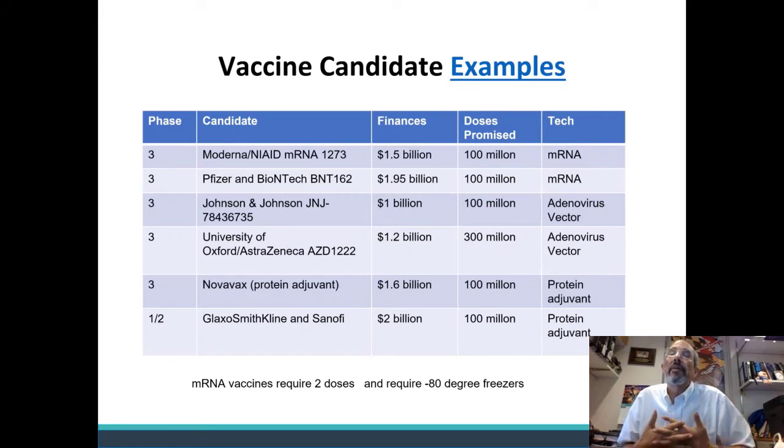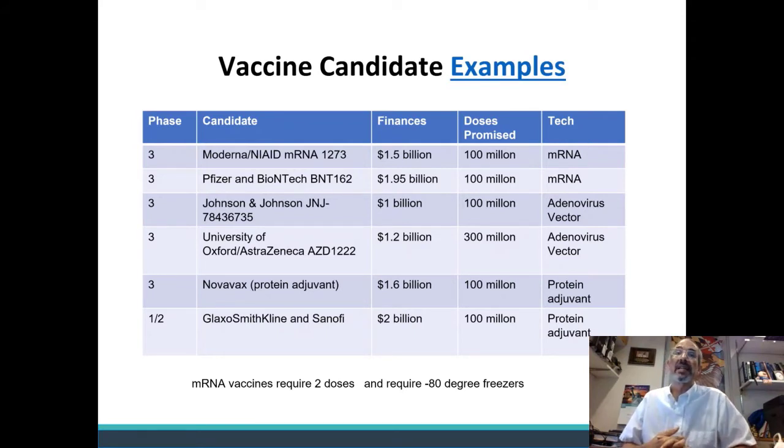It has received $1.5 billion of funding from the U.S. government, and in exchange, Moderna has promised 100 million doses to the U.S. government. It's using a technology based on messenger RNA, which is a brand new technology that has never ever been used before to make human vaccines. There's also an mRNA vaccine made by Pfizer that has attracted nearly $2 billion worth of funding by the U.S. government, and there are 100 million doses promised to the U.S. government if that's successful.